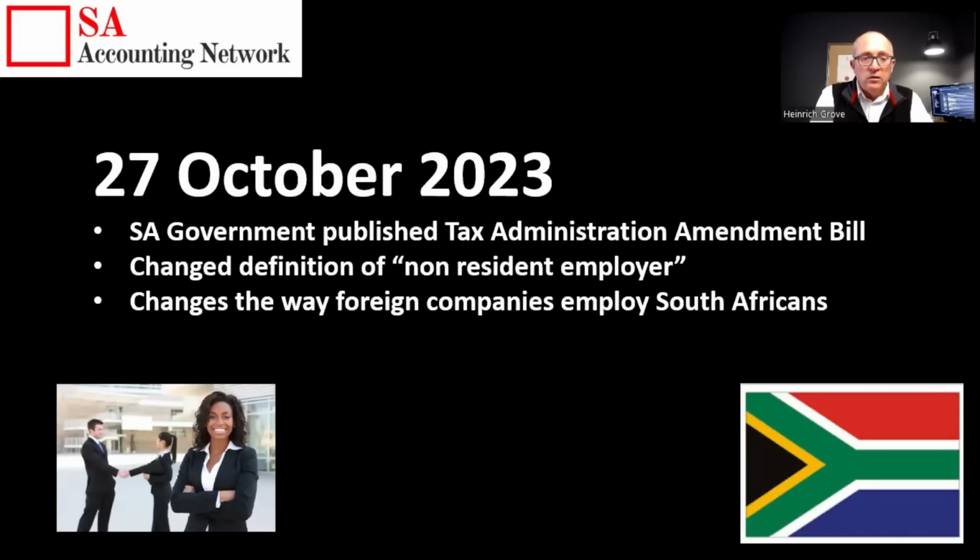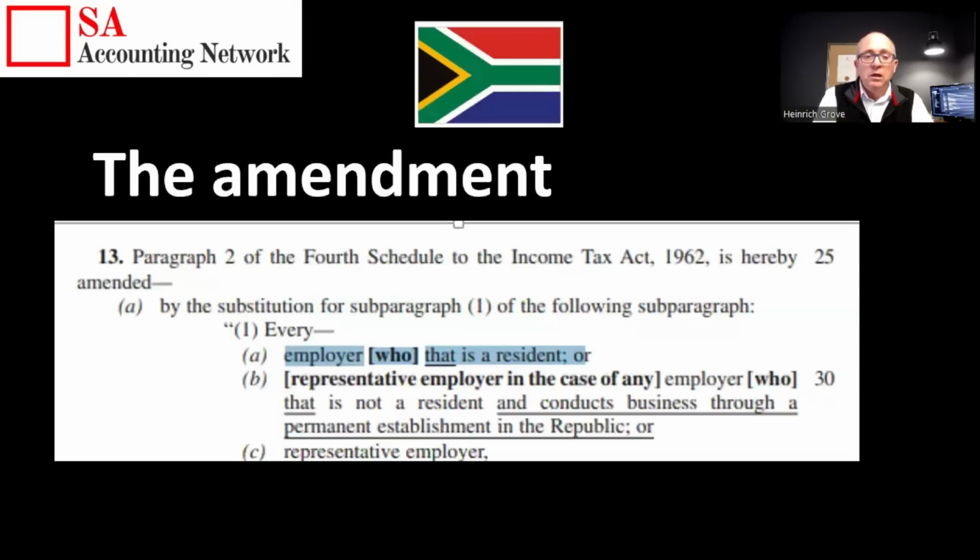So I just said that they changed the way that foreign companies employ South Africans, and that is what I want to unpack. Maybe just the amendment, to show you guys, you can see that all the stuff that is in brackets is what they took out, and the ones that are underlined is what they put in. Previously it read that the employer who is a resident, or a representative employer in the case of any employer that is not a resident. So that was the requirement of when you need to deduct pay as you earn.